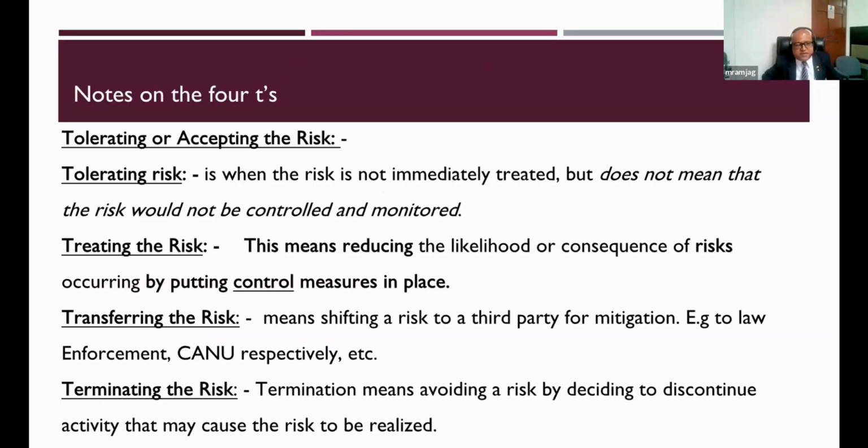Example, you send the investigation to law enforcement, or you send it to CANU, meaning let's say you held up some drugs or something. You have your part to do, but what you do is inform the agency, or the manager would inform the agency or the supervisor. You hand over the drugs to CANU, and CANU would take actions and so forth. With regards to terminating the risk, termination means avoiding any risk by deciding to discontinue the activity that may cause the risk to be realized.